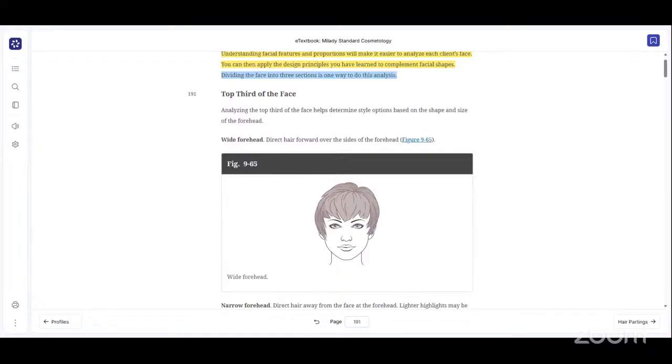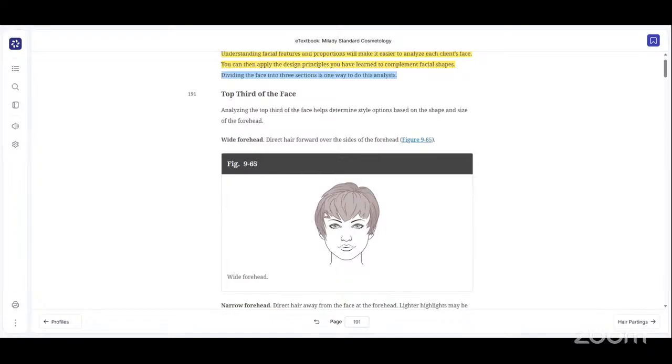This is also going to come into fruition when you begin to give clients haircuts. Clients will say, I want the best cut for my face. What do you think works for my face? You're looking at their forehead, you're looking at their chin, and things of that nature are going to help you determine what cut is best for their face.